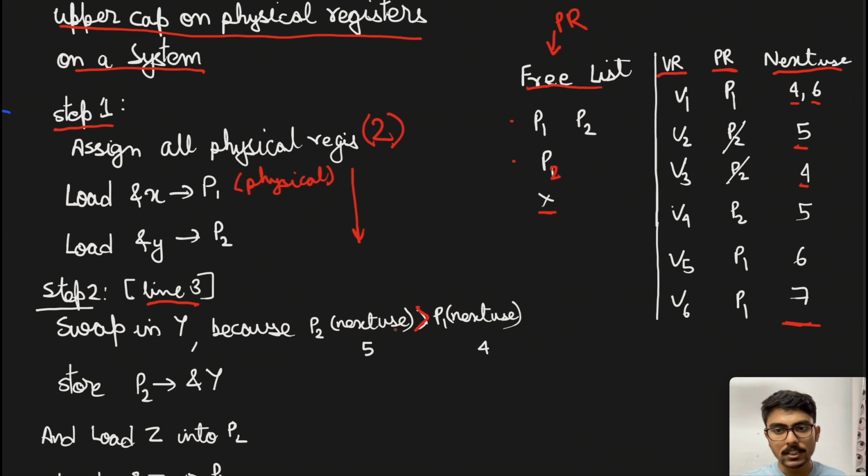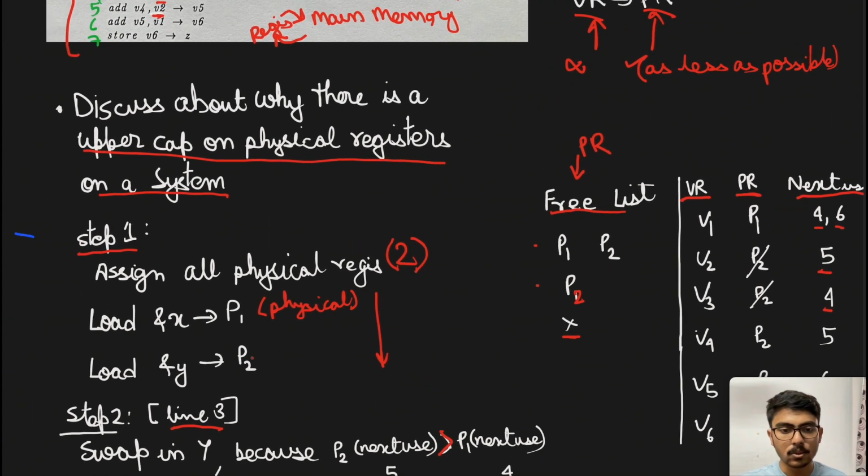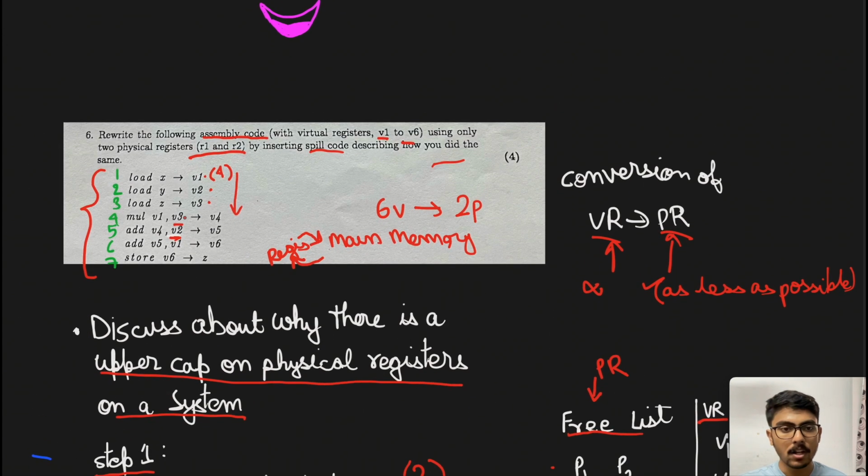Since in this case we can see that, let's go to line number 1. Line number 1 has its next use at line number 4, so the next use is 4, and line number 2 has its next use at line number 5. So line 5 comes after line 4. The physical register which will be engaged in performing the operation for line 4 has to be kept intact, and we can swap the other physical register, which comes later in the code.